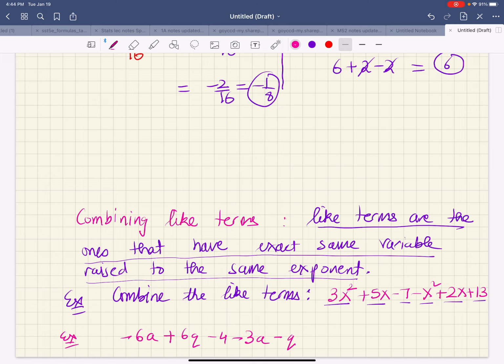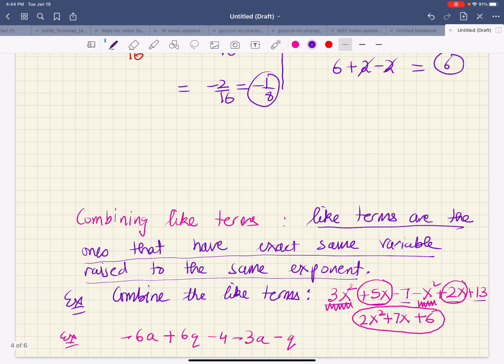So here my like terms are 3x squared and negative x squared. So 3x squared minus x squared would be 2x squared. 5x plus 2x is plus 7x. Negative 7 plus 13 is a positive 6. Okay, and that would be our final answer here. So 2x squared plus 7x plus 6. And there's no more like terms. We cannot combine 2x squared and 7x because they don't have exactly the same variable raised to the same exponent. So no more like terms that we can combine here.